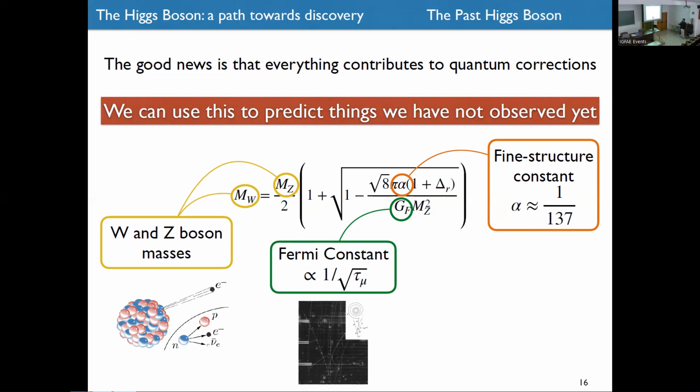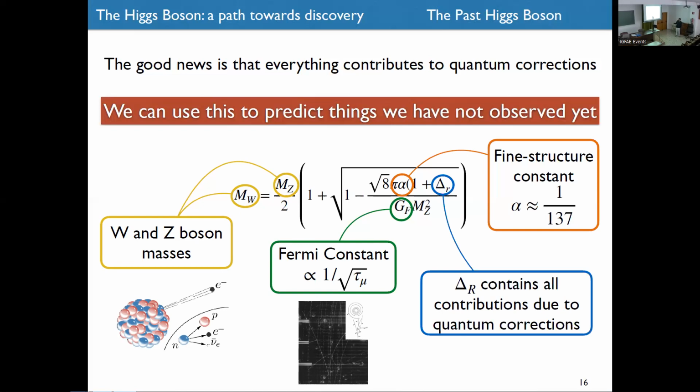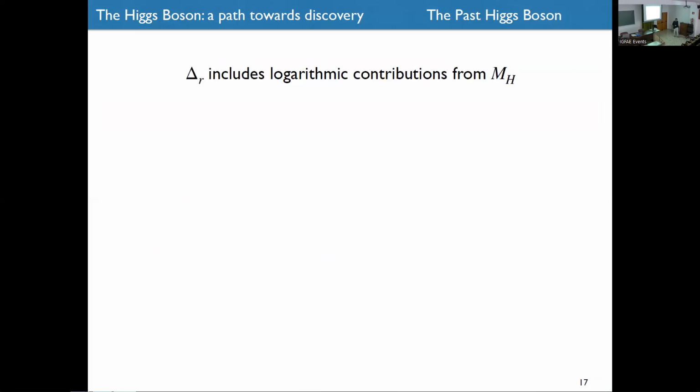So this relation is true, of course, at any order, because we added here this little function delta R that contains all the contribution to quantum correction. So when you put delta R to 0, this is simply the tree-level relation, and all the perturbative quantum contributions to this expansion come in this delta R. Now, delta R includes logarithmic contribution proportional to the mass of the Higgs. So since we can measure very well all of those observables, we can use them to predict the mass of the Higgs.